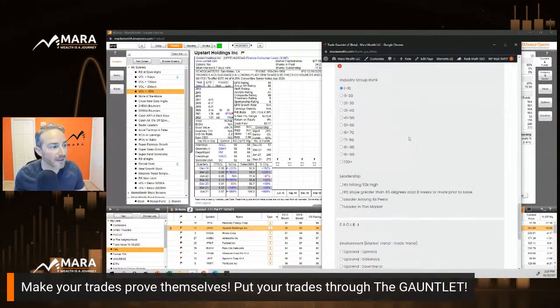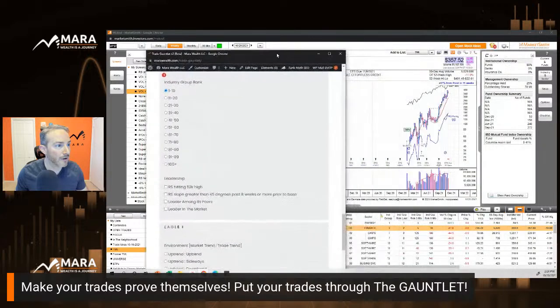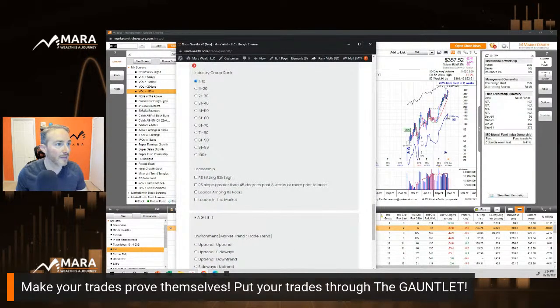1 through 10, number 3, fantastic, is the relative strength hitting fresh highs? Yes, at the time it was. So checked off that. The relative strength slope greater than 45 degrees for the past 8 weeks or more prior to the base. Yeah, it was almost a vertical line back here. Leader among its peers. Yeah, it's a leader among its peers, leader in the market.